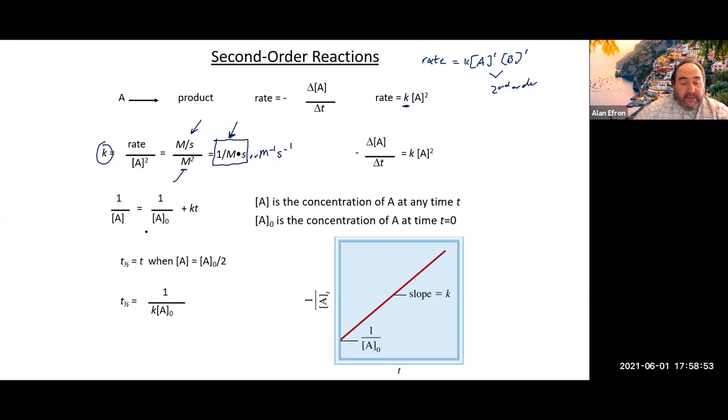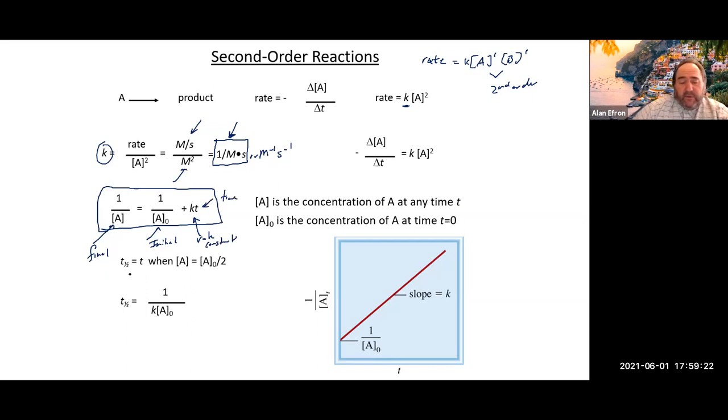Now, when we look at second order here, it also has its own unique, what is sometimes referred to as integrated rate law, which is this one. And this is 1 over A, which is kind of like what we had before. That is our final concentration, equals 1 over A naught, which is our initial concentration, plus kt, with k being our rate constant, and t obviously being time again here, not temperature like we had before.